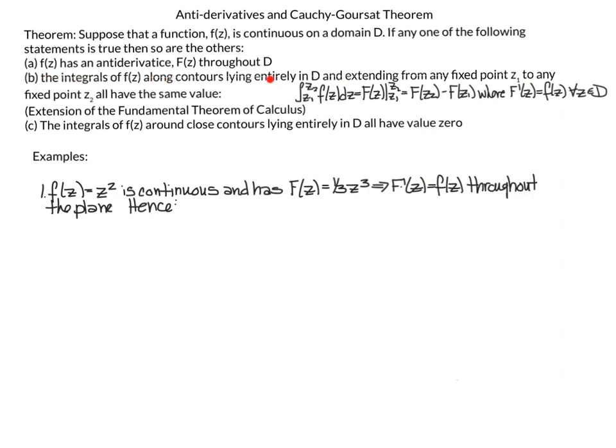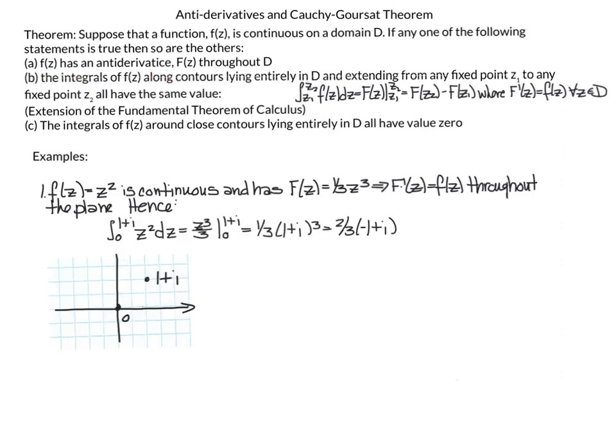Hence, by this theorem, if we take the integral from z1 to z2 along any contour lying entirely in D, so as long as our contour is entirely in the plane, and we're going from 0 to 1 plus i, we didn't talk about what the path should be. It could be a straight line, it could be half an arc, it could be something crazy, okay? But basically, the integrals along the contours lying in D and extending from z1 to z2 all have the same value, and it's given by this formula here.